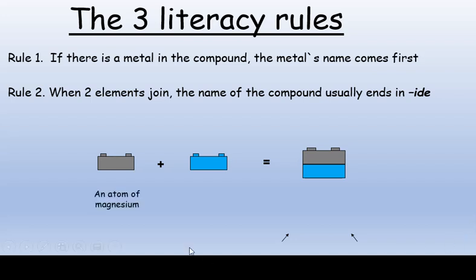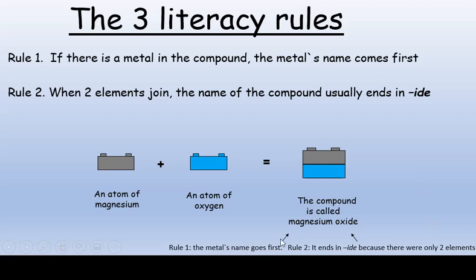So in this example, we've got an atom of magnesium here. We're going to chemically join it to an atom of oxygen, so that when they make this compound here, we need to follow rule 1 and put the name of the metal first, and then we need to put this one and finish it off with "ide". So this one will be called magnesium oxide. Now notice that they've also removed this part of the word oxygen as well. Okay, so we compress the name, magnesium oxide. So this part follows rule 1, the metal goes first, and this part follows rule 2, ending in "ide", because there were only 2 elements.